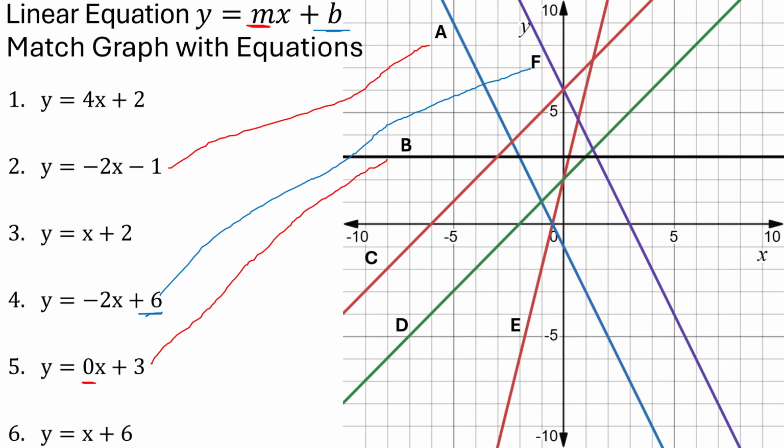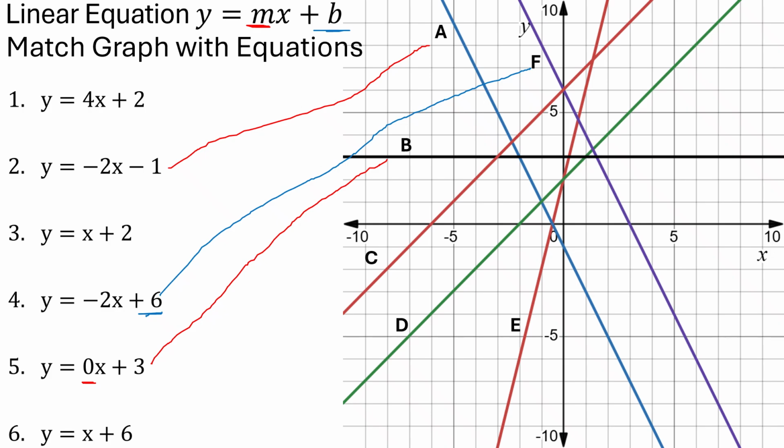Now we have equations 1, 3, and 6 left. Equation 1 has a slope of 4. Equations 3 and 6 both have a slope of 1. Whenever slopes are equal to each other, that means we have parallel lines. We see that in lines A and F. Those are parallel lines because of the same slope, and that corresponds to the negative 2 in both. So equations 3 and 6 have the same slope, so I expect those to be parallel lines. I see that lines C and D are parallel lines.